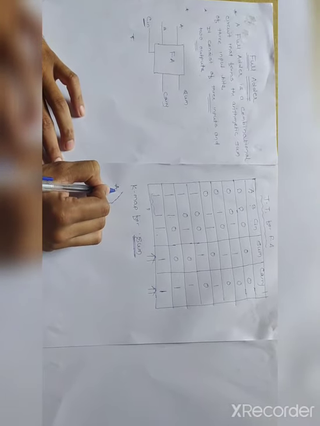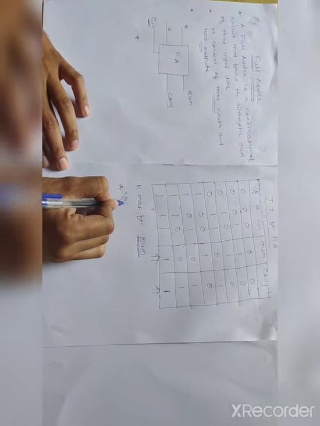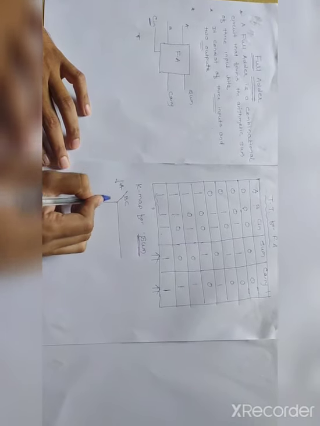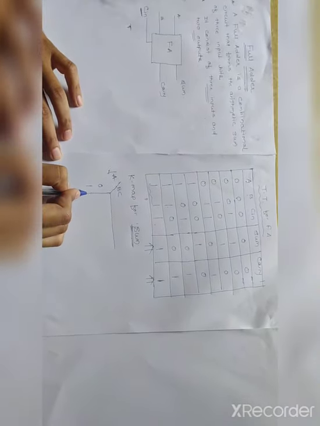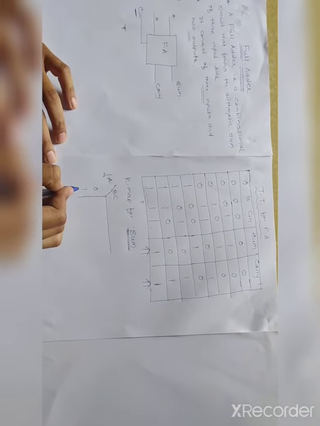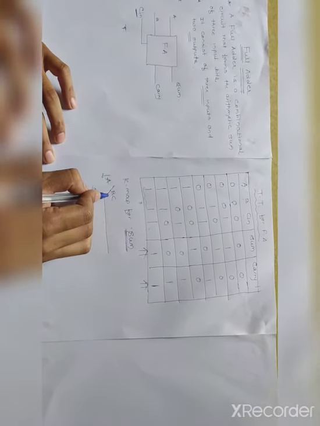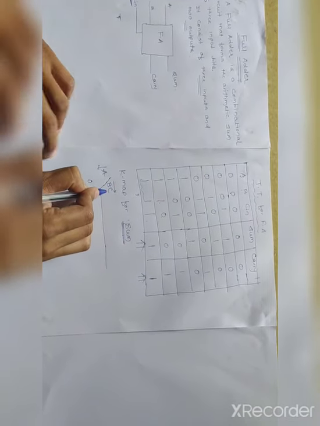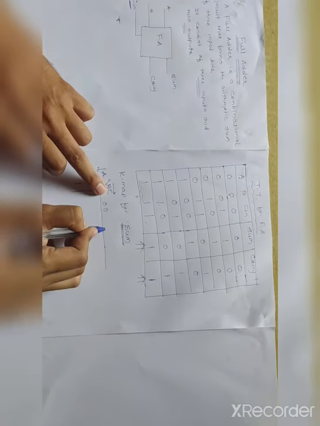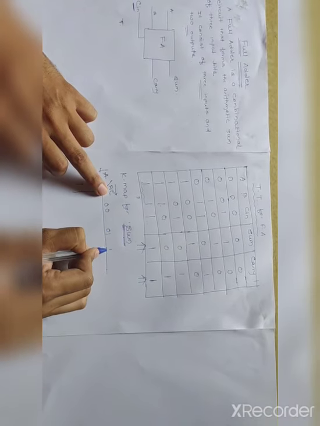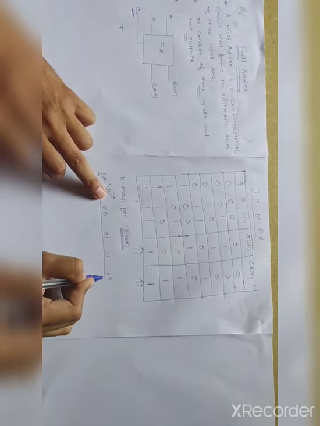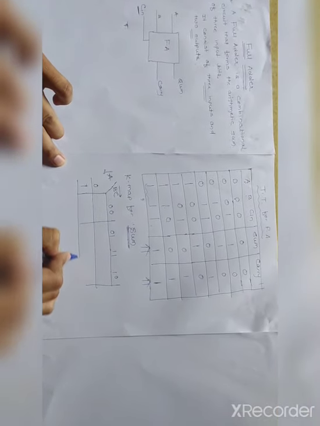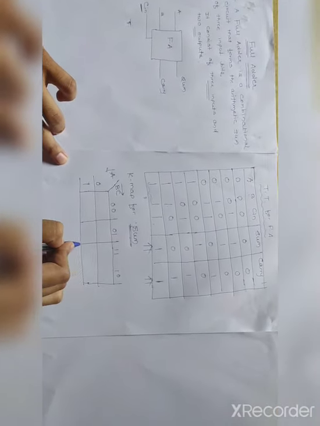Everyone knows how to draw the K-map. Suppose I am taking A here and B and C here. A may be 0 or 1. I am taking BC on this side. BC, these are the 2 variables. It may be 0 0 or 0 1, then you have to take 1 1, and then 1 0. This is my simple 3 variable K-map.